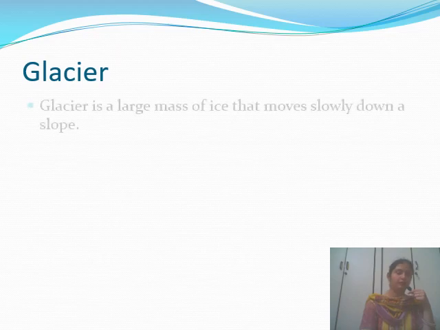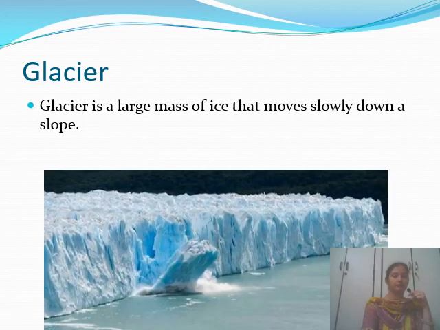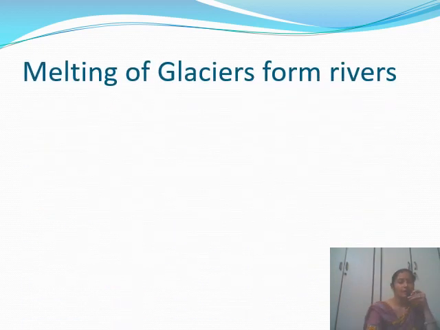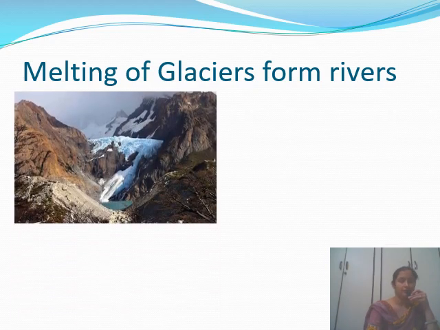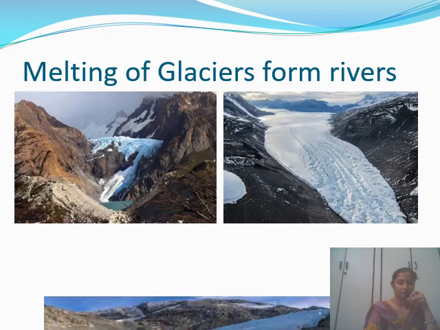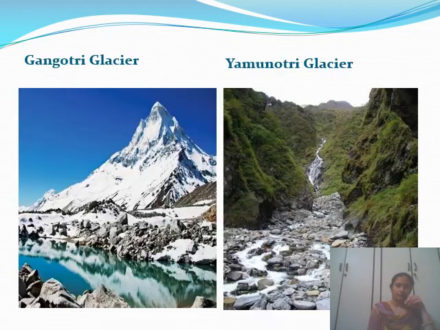Glacier. What is a glacier? A glacier is a large mass of ice that moves slowly down a slope. You can see here in the picture that the glacier is melting. The melting of glaciers forms rivers. As the glaciers come down from the mountains, slowly they turn into liquid form, and by the time they reach the plains, they turn into rivers. There are two big rivers formed from glaciers, Ganga and Yamuna. River Ganga is formed from Gangotri Glacier and River Yamuna is formed from Yamunotri Glacier.